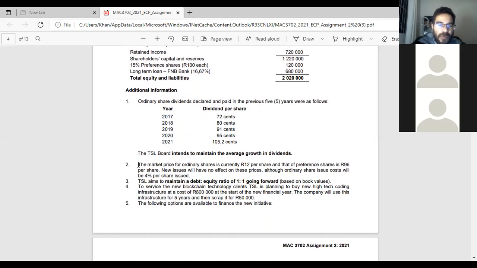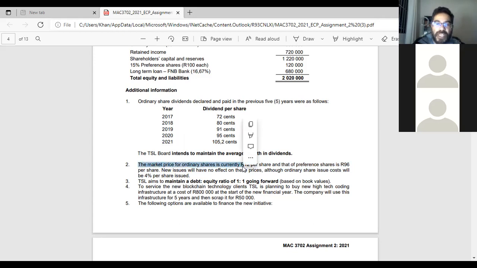Here they're telling you the market share price for ordinary shares is currently at 12 Rand per share, and the preference shares is 96 Rand per share. They're saying new issues will have no effect on these prices, although ordinary share issue costs will be 4% per share issued. So this share issue cost hardly comes in, but they do bring it in an assignment because you have extra time to go read the textbook what to do with share issue costs. So I'll show you what to do with share issue costs.